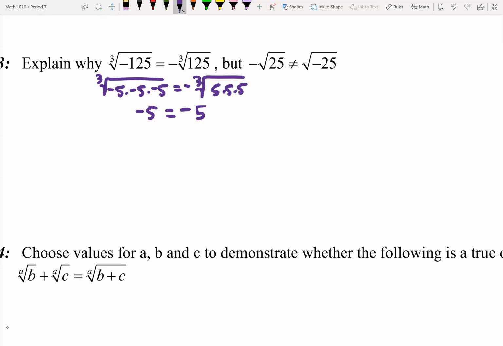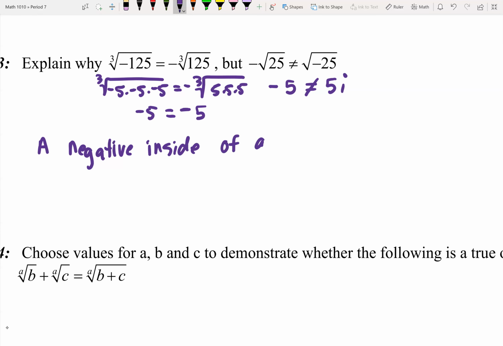Let's do the other one. This guy, negative, square root of 25 is a 5. Look at the right-hand side. Somebody tell me what the square root of a -25 is. 5i. So those are not equal to each other. Why? I'm going to say a negative inside of an even root is an i. That's why it doesn't work out.